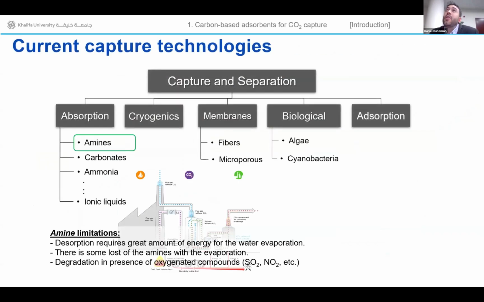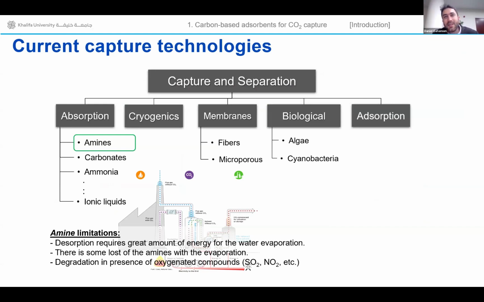Now, how can we capture this CO2? There are many strategies, many technologies that are available in the market that we can use, like cryogenics. Of course, you can use biological methods. You can also use membranes. But the most mature technology right now is absorption by using amines.